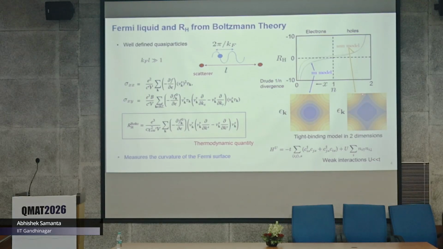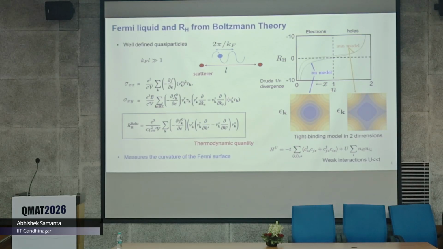So at low filling, when n is smaller than 1, we can see that the Fermi surfaces are electron-like. So the majority carriers are the electron, and the Hall coefficient is negative. At the half filling point, the Fermi surface becomes like a diamond, so its curvature becomes 0, and here the Hall coefficient also goes to 0.